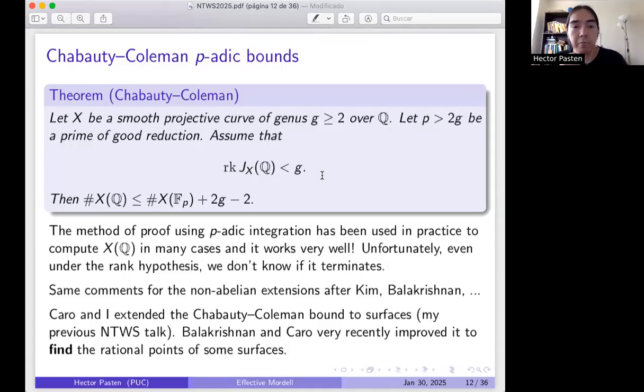The problem is that we don't know if this process terminates. So we don't know if this process is in fact an algorithm, even under this rank assumption. There are conjectures regarding the Mordell-Weil sieve that would imply that the Chabauty-Coleman approach terminates, but we don't know that today. And the same comments apply to non-abelian extensions after Minhyong Kim and Jennifer Balakrishnan and many other people. So they work very well in concrete cases, but we don't know for sure if those algorithms terminate.